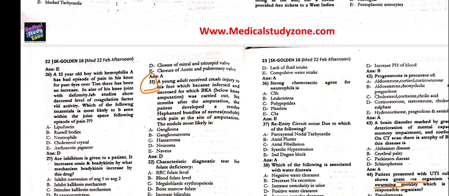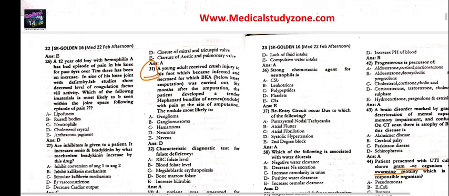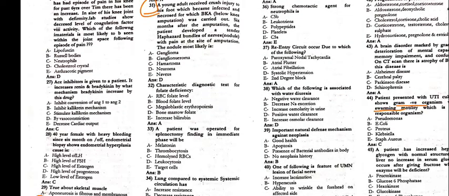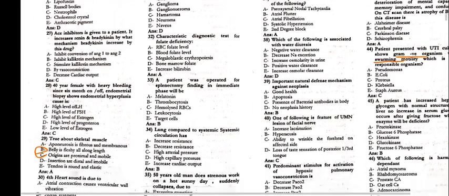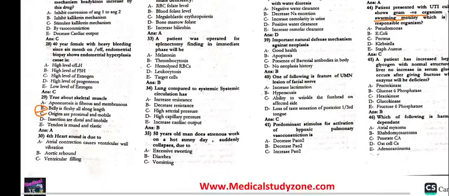Number 8, which of the following is likely to be seen within the joint space following the episodes of pain? That is the cholesterol crystals. 27, ACE inhibitor is given to the patient. It increases the renin bradykinin. By which mechanism does bradykinin increase? That is, stimulate the kallikrein mechanism.